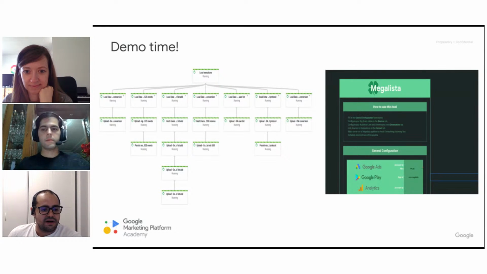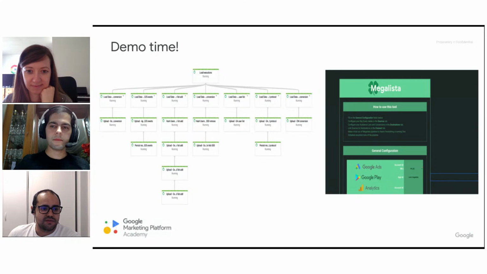So now we'll have a quick demo of a deployment of Megalista in Google Cloud, and after that, a demo of how to activate your first use case with Customer Mesh.